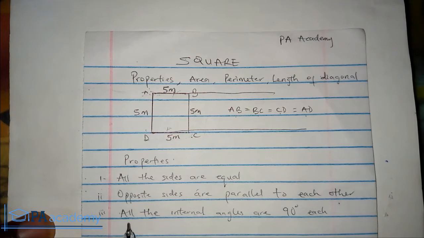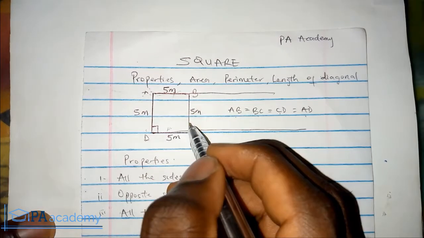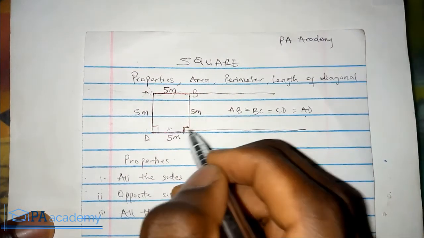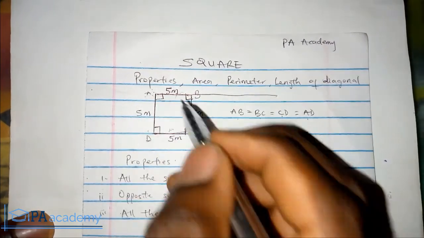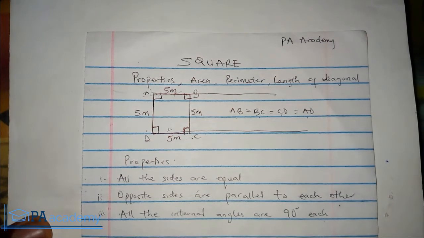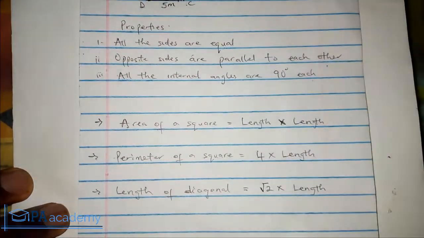Then the third property is all the internal angles are 90 degrees each. The angle here is 90 degrees. If you use your protractor, it must be 90 degrees. This angle also must be 90 degrees. So these three are just some of the properties of a square. Now let's move forward and look at the formulas that are related to square.